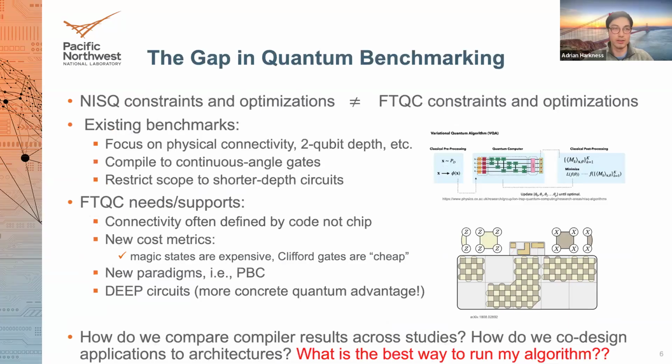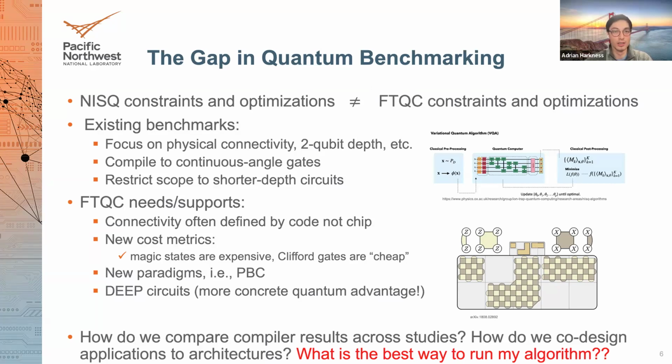So I think this is pretty obvious to a lot of people, but there's a large gap in benchmarking from the NISQ era to the era of fault tolerance. Basically, the metrics that we use aren't the same. The algorithms that we are interested in aren't the same. And yeah, NISQ constraints and optimizations do not even closely resemble fault-tolerant constraints and optimizations.